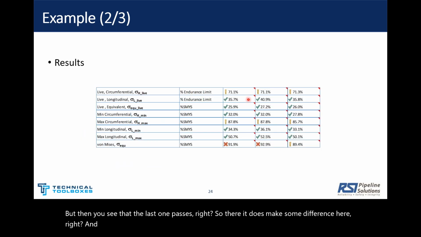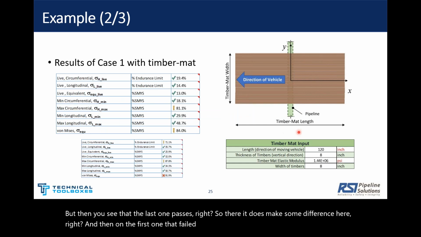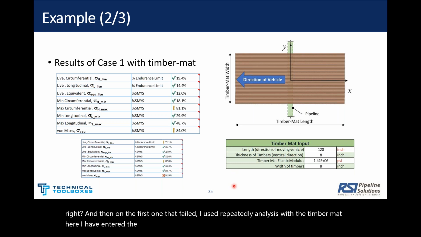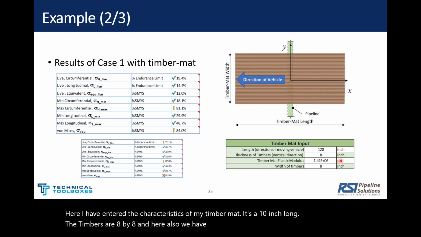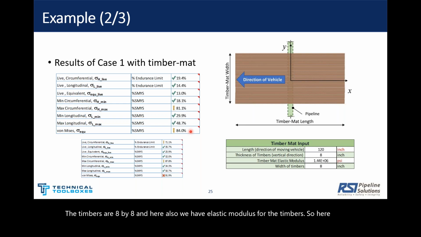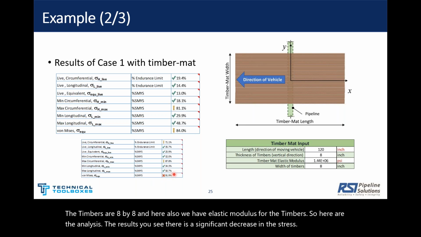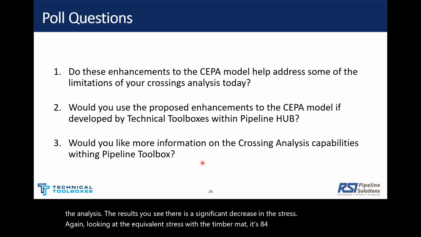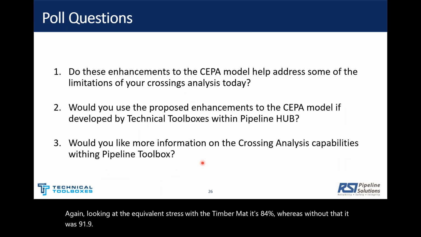So it does make some difference here, right? And then on the first one that failed, I repeated the analysis with a timber mat. Here I have entered the characteristics of my timber mat. It's 10-inch long. The timbers are 8 by 8, and here also we have elastic modulus for the timbers. So here are the analysis results. Equivalent stress with the timber mat is 84%, whereas without that it was 91.9%. And with that, my presentation ends.